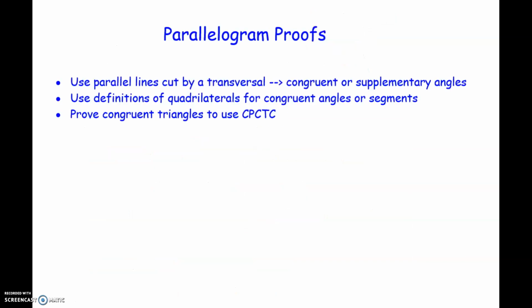So keep in mind as you're working through the proofs, trying them out, we're dealing with parallelograms, so we can definitely use parallel lines cut by a transversal to either get some congruent angles or supplementary angles, depending on what your proof statement is. You can use the definition of your quadrilaterals to gain some congruent angles or segments. And then we can always go back to proving triangles congruent, so we can use our CPCTC. So again, give it a shot.